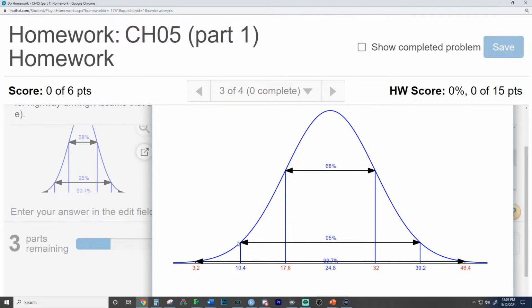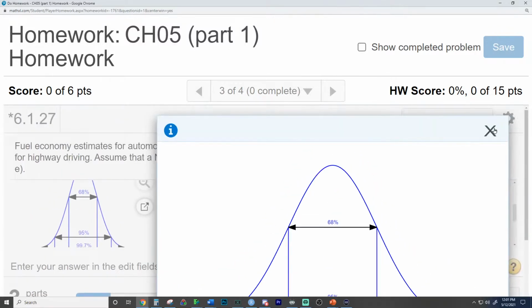So it goes 68, 95, 99.7. So the middle 68% is within, exactly, and that's the answer, within one standard deviation, which is just down 7.2 and up 7.2. So we can use the answers right there.